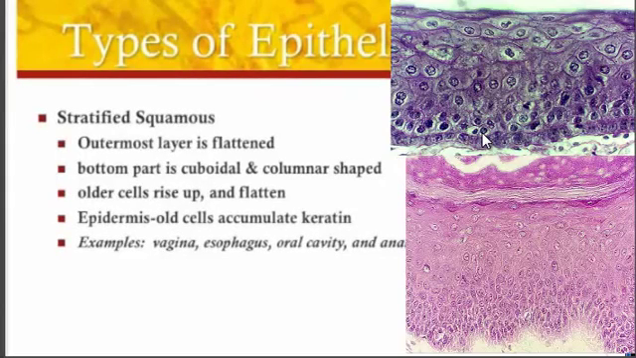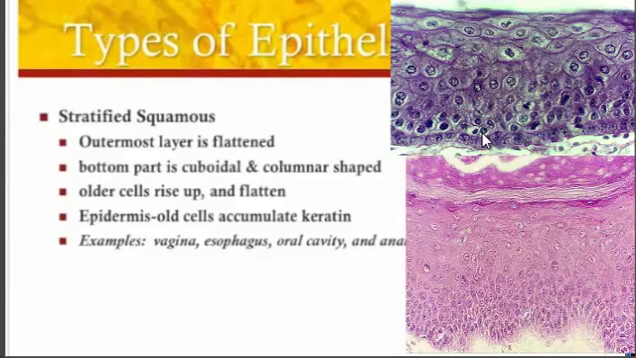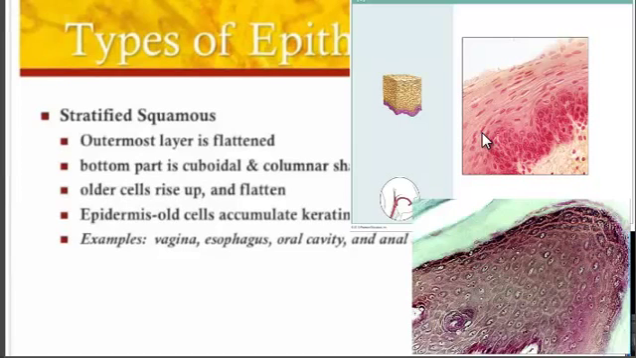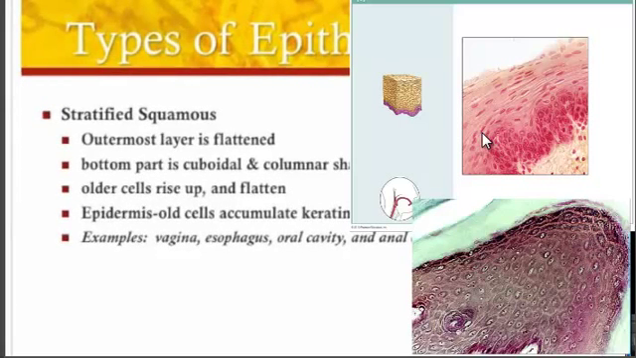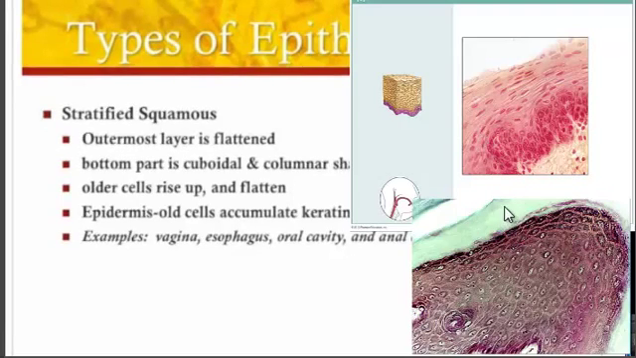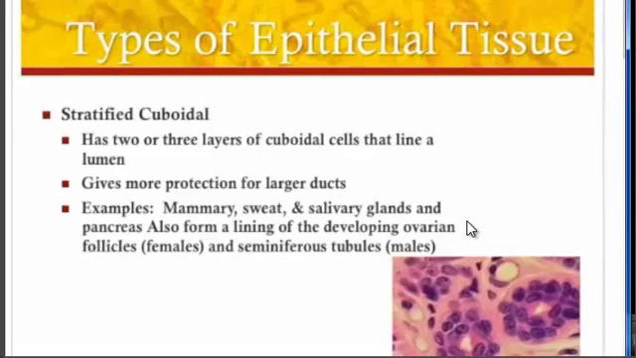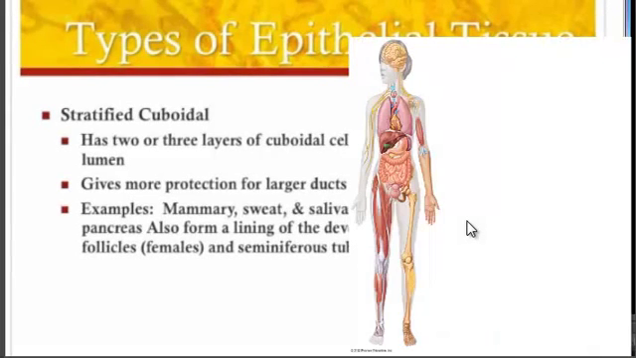Stratified squamous epithelia is the outermost layer of the surface of our skin. It's in moist body openings, and it's found in the vagina, esophagus, oral cavity, and anal cavity, and it's going to be covering those areas for protection against abrasion. The epidermis is also seen here, and notice the outer layer of cells are dead versus the entirety of the cells alive in moist body openings.